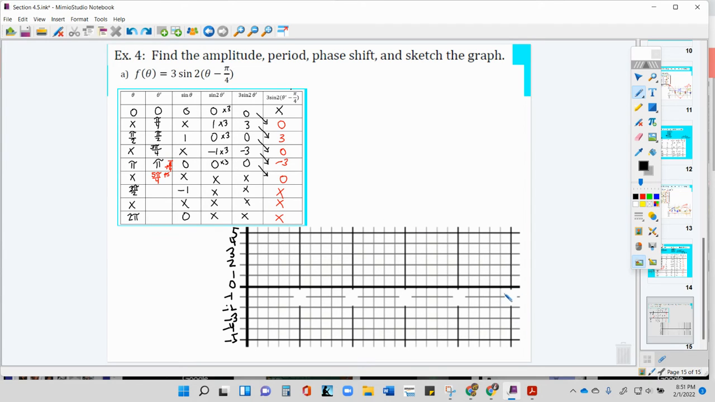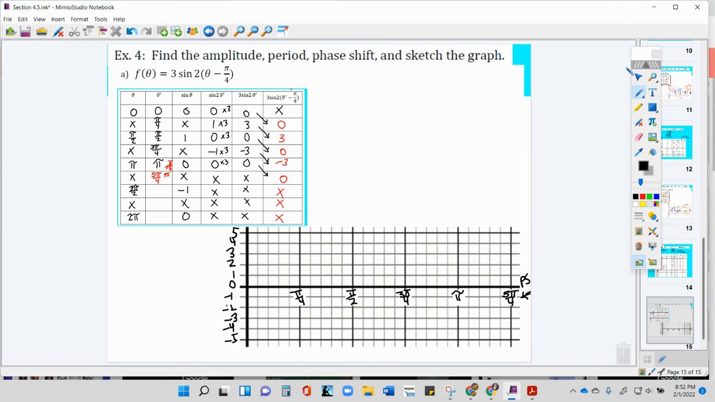So let me see if I can write this. 5 pi over 4. Again, 0 goes first. Pi over 4 is the second one. Pi over 2. 3 pi over 4. Pi. And then finally, the phase shift. I'm going to put a little arrow. This is the phase shift, where it moves to the right by pi over 4 units.